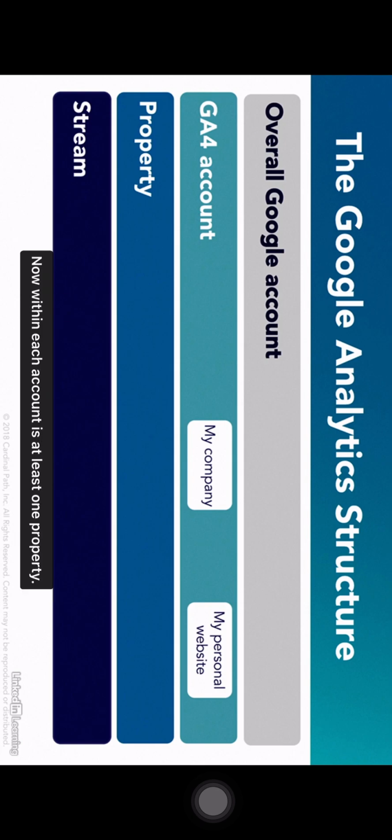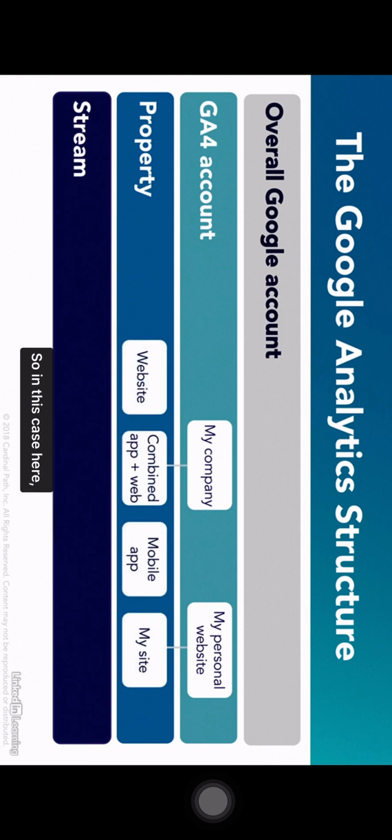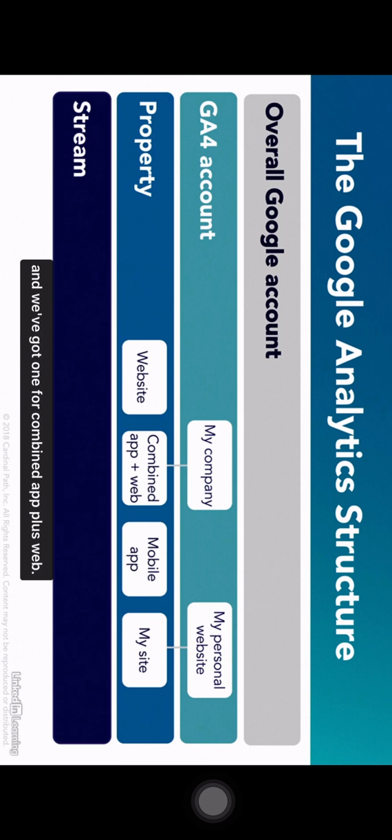Now, within each account is at least one property. We generally recommend a business have a property for each site or platform. So in this case, we have a company and it has a property that's just for website data, just for mobile app data, and one for combined app plus web. In fact, Google Analytics 4 used to be called App Plus Web, which really gives you an idea of what this power is about, being able to put those both in the same property. And on the personal site here, we don't have any apps. We just have a single site going into there.